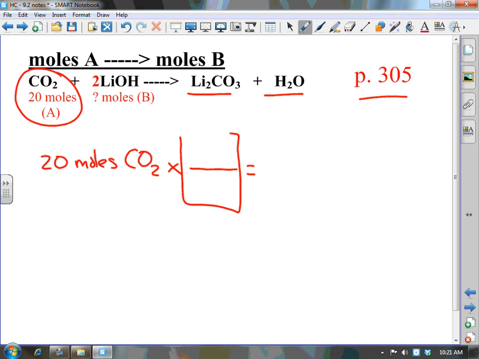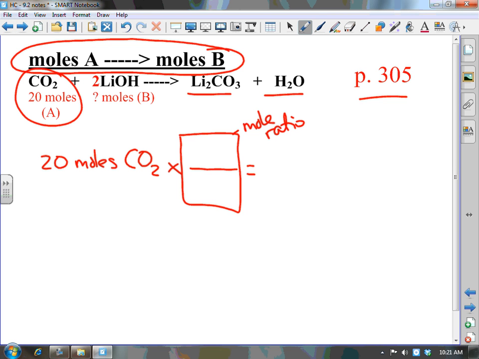So what is this conversion factor? Is a conversion factor that relates moles to moles. Well, this is a mole ratio conversion factor. Where do we get it? It's the coefficients from the reaction. So you can look there on page 305.